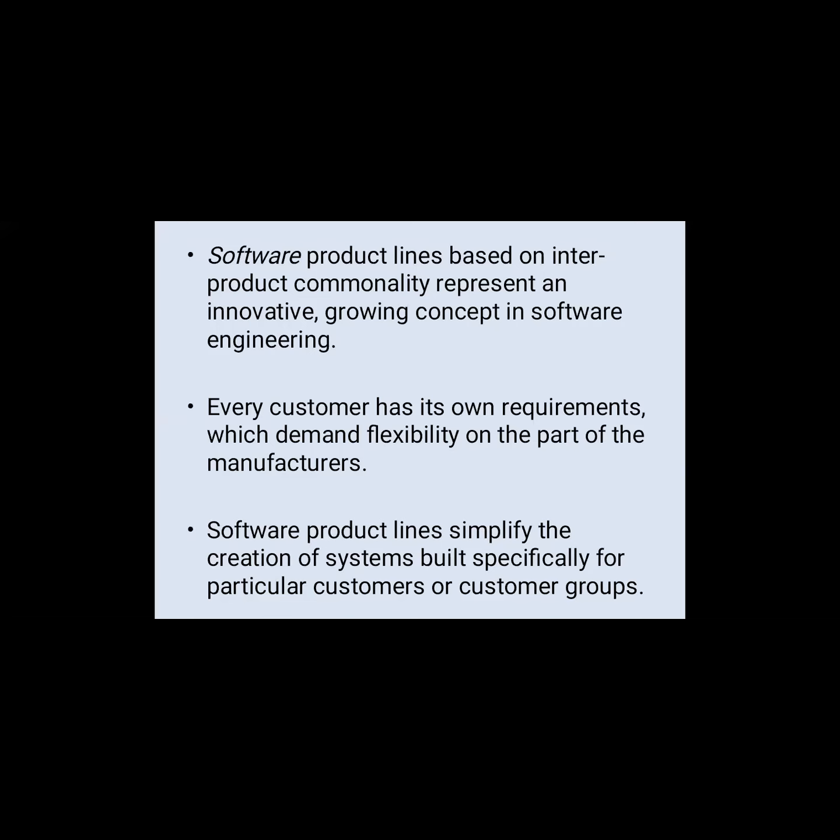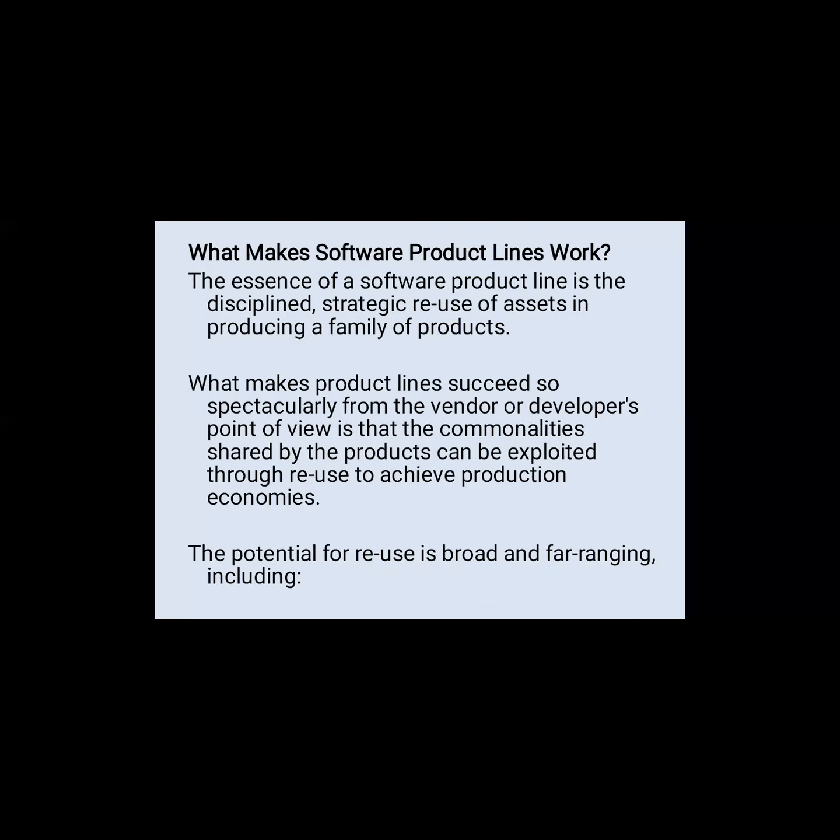Software product lines mainly observe the commonality, reducing the cost and increasing the throughput. That is the main concept of software product lines. We already discussed this topic in the last class. So what makes software product lines work? The essence of software product lines is the disciplined, strategic reuse of assets in producing a family of products. What makes the product line succeed spectacularly from the vendor or developer's point of view is that commonalities shared by the products can be exploited and reused to achieve production economy. So you are reducing the cost but increasing the benefits. That is the main concept of reusing the architectural assets.